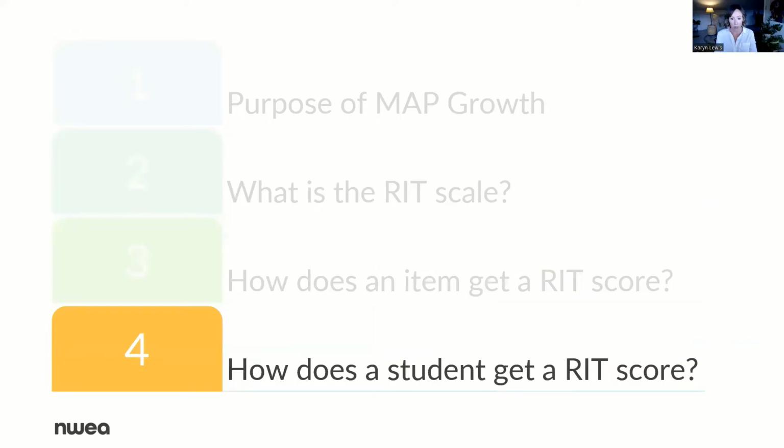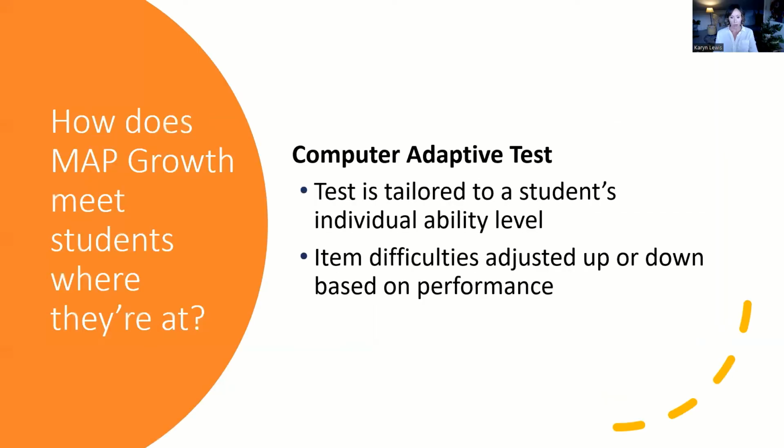All right, finally, let's talk about how a student gets a RIT score. I said several times throughout this presentation that MAP Growth meets students where they're at. How do we do that? Well, we're able to meet students where they're at because the MAP Growth assessment is a computer adaptive test. And what that means is that no two students are ever going to see the same MAP Growth assessment because the test is tailored to a student's individual ability level and individual performance during the testing experience.